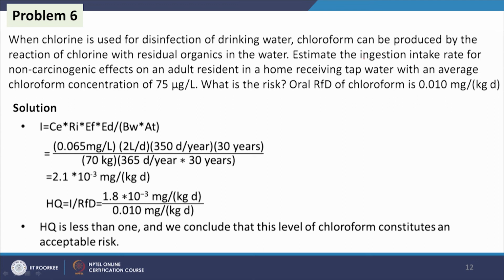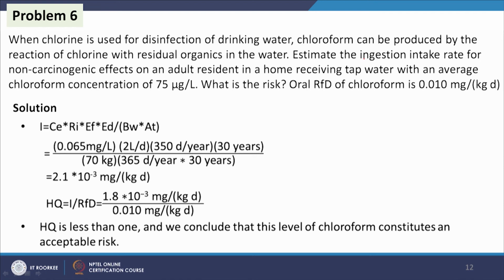So, this part is now over, we are able to find out the ingestion intake rate, but we have to find out the risk as well. So, how can we find out the risk? Risk can be calculated on the basis of the hazard quotient. So, HQ is equal to I by RfD as per definition. So, this intake is 1.8 into 10 to the minus 3 and here RfD is 0.010 mg per kg day.